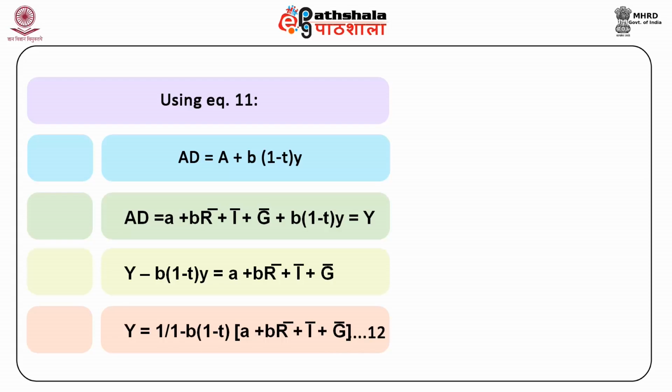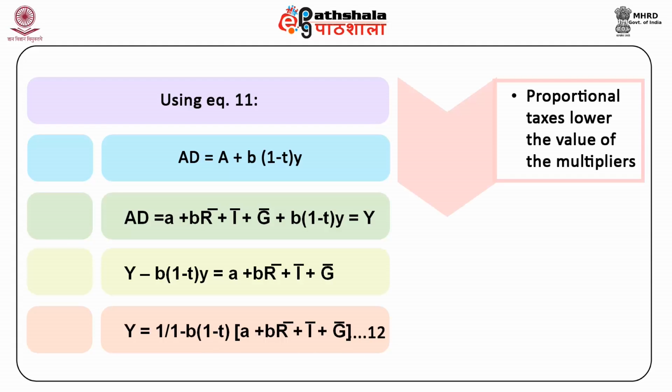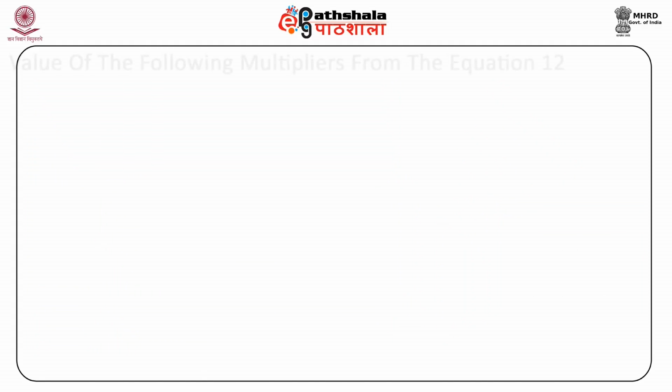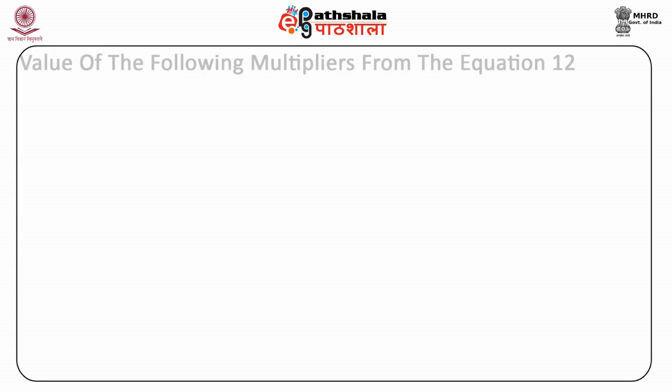This is equation 12. Comparing equation 13 and equation 6, we will see that proportional taxes will lower the value of the multipliers. Income taxes reduce the value of multipliers because they reduce the induced increase of consumption out of changes in income. We can derive the value of the following multipliers from equation 12.